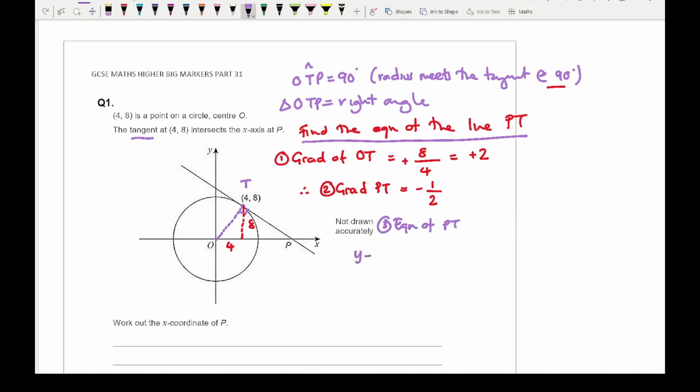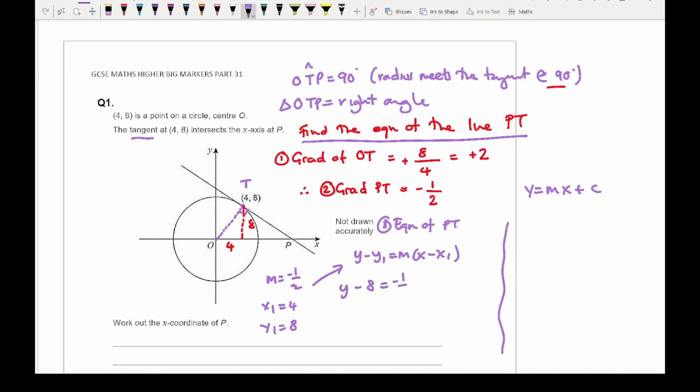So I can either use y minus y1 equals m times x minus x1, or I could use y equals mx plus c. I'll go through both just so you can see how we get the answer using each of those methods. Using this method, I know that m equals minus a half, and I've got the coordinate of 4, 8, so x1 is 4, y1 is 8. Substituting those numbers into this formula here, I get y minus 8 equals minus a half times x minus 4.